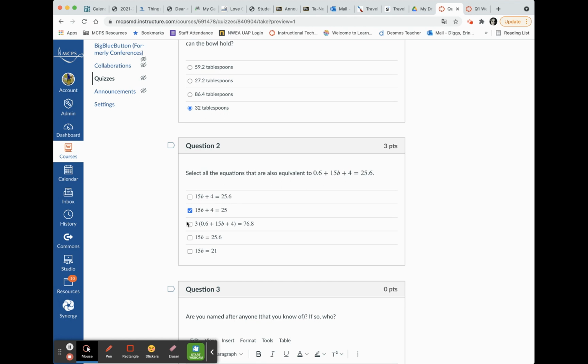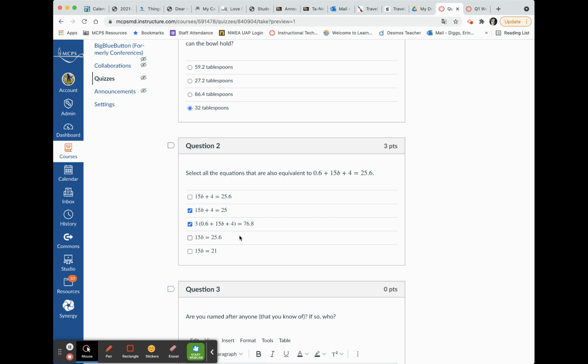For number 3, the third equation, it looks like the entire left side of this equation has been multiplied by 3. And so if I multiply the right side by 3, 25.6 times 3 is in fact 76.8. So that one is also an equivalent equation because we multiplied by 3 on both sides.